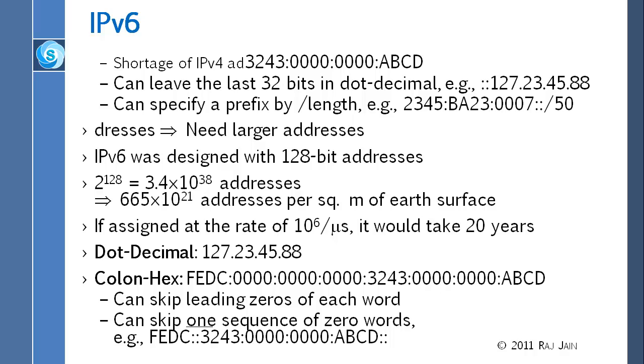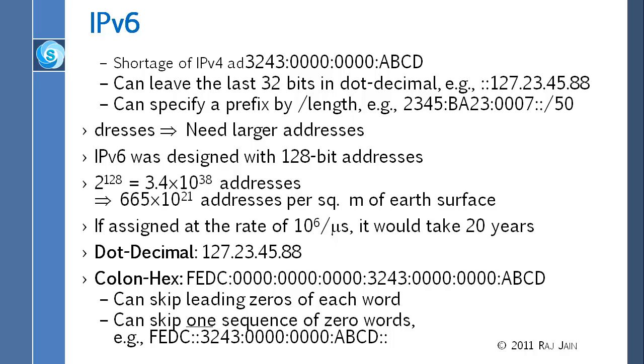But anyway, if assigned at the rate of 10 raised to 6, a million addresses per microsecond, it will take 20 years for us to assign them all. So we can't really run out that fast. And since we cannot put it in decimal anymore, we will use hex. So IPv6 addresses are in hex, and they are 2 bytes at a time, like FEDC colon 00 colon 00, and since they are hex, we use colons.